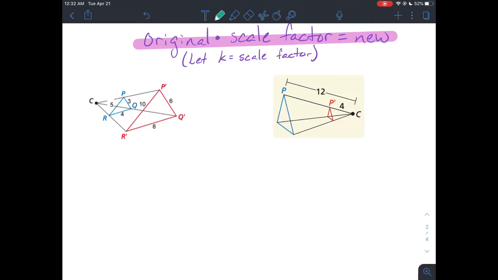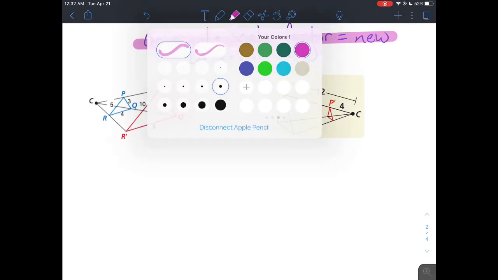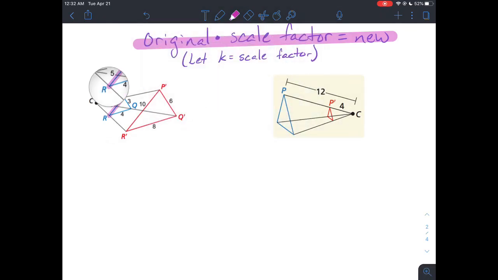On this example on the left, we have the blue triangle PQR and the new triangle P prime Q prime R prime. Well, PR is 5, that was the original. The new side, P prime R prime, is 10. Well, 10 is twice as big as 5. So 5 times 2 equals 10. The scale factor is 2. And let's say we're using numbers that we can't just look at and know what 5 times what is 10. Let's just look at another example.